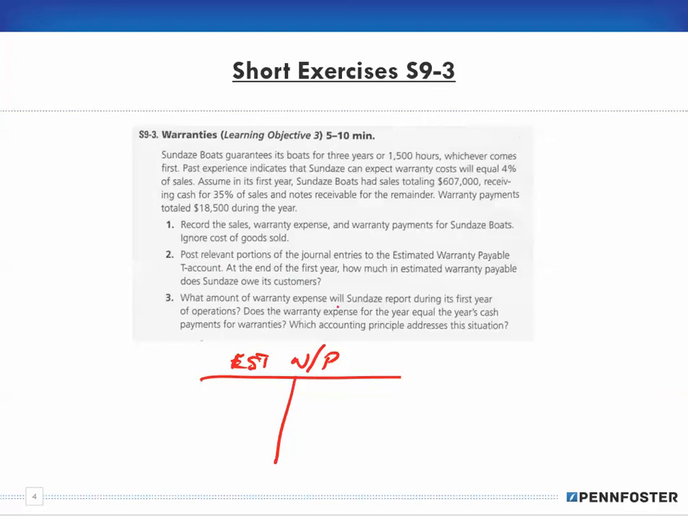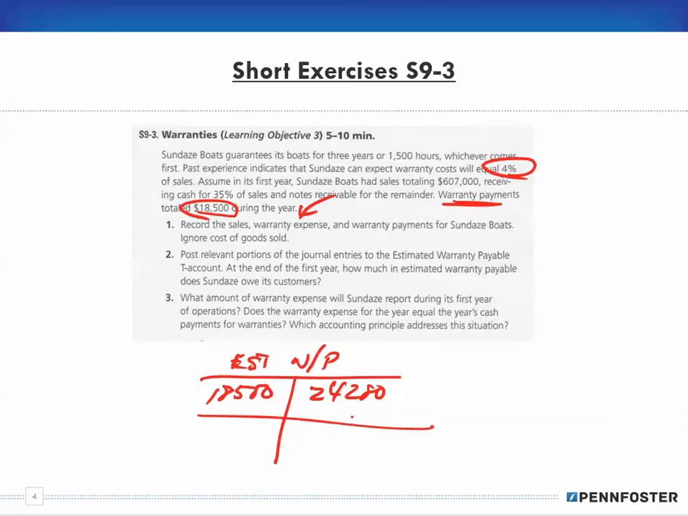So if you remember when we booked the warranty expense, which was 4%, we had a credit to that account for 24,280, right? Now we're going to make the payments. So in that entry for the warranty payments of 18,500, we had a debit of 18,500, okay? So our balance in the account ends up being a credit of $5,870, okay?